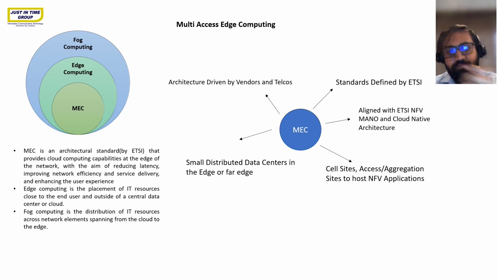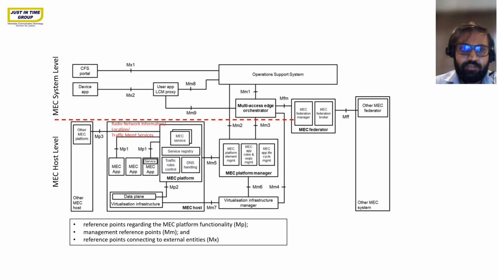This is also closely aligned with the ETSI NFV MANO reference architecture. The main objective of ETSI MEC is to bring applications to the edge and to expose certain APIs for application developers to develop applications based on the information you get out of the telco networks. This is how the reference architecture would look. A lot of reference points are defined. It is quite similar to, and also based on, the NFV MANO architecture.